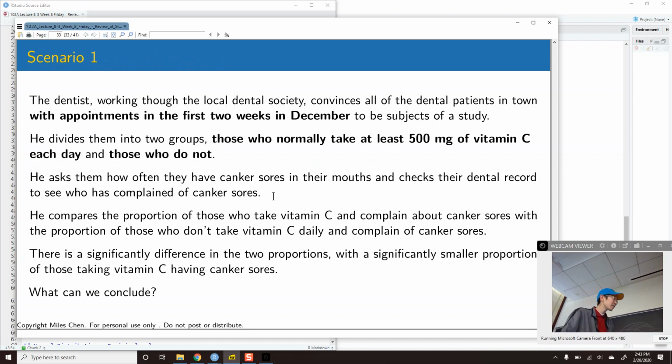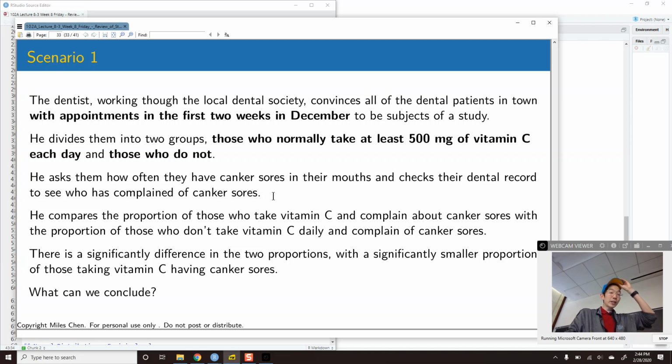We're going to do this a bunch of times. So here we're going to say we convince all the dental patients in town with appointments in the first 2 weeks in December to be subjects of a study. And we divide them into two groups: those who normally take 500 milligrams of vitamin C every day and those who don't. Then we ask them how often they have canker sores in their mouth. We check their dental records to see who complained of canker sores. We compare the proportion of those who take vitamin C and complain about canker sores to the proportion of those who don't take vitamin C and complain about canker sores.